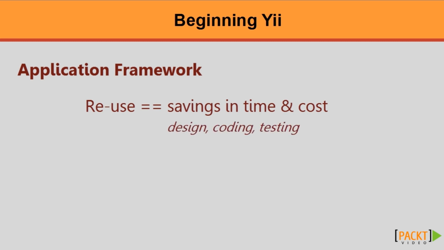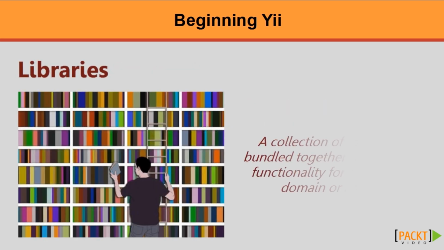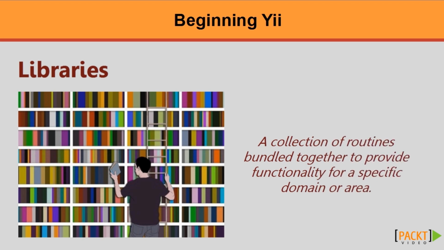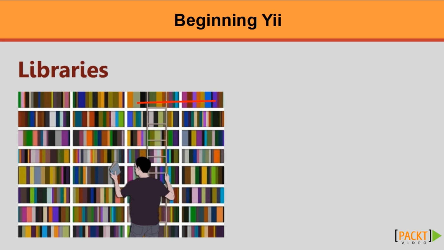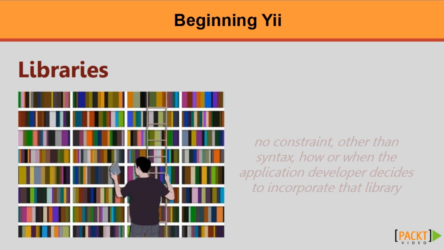In the past, in pursuit of this holy grail, we've seen the creation of toolkits and libraries. A library can be defined as a collection of routines bundled together to provide functionality for a specific domain or area. And with a library, the application developer decides when and how to call a library function. There is no constraint other than syntax, how or when the application developer decides to incorporate that library.